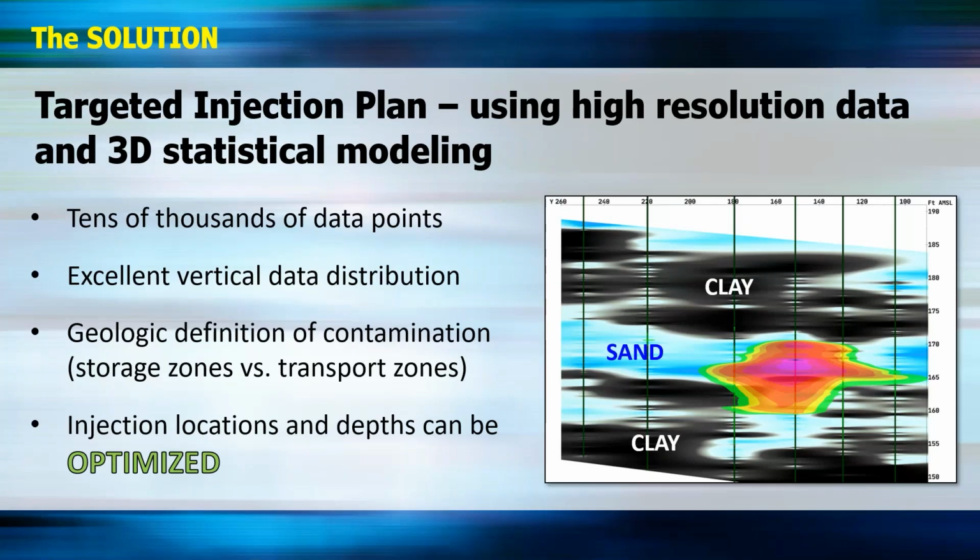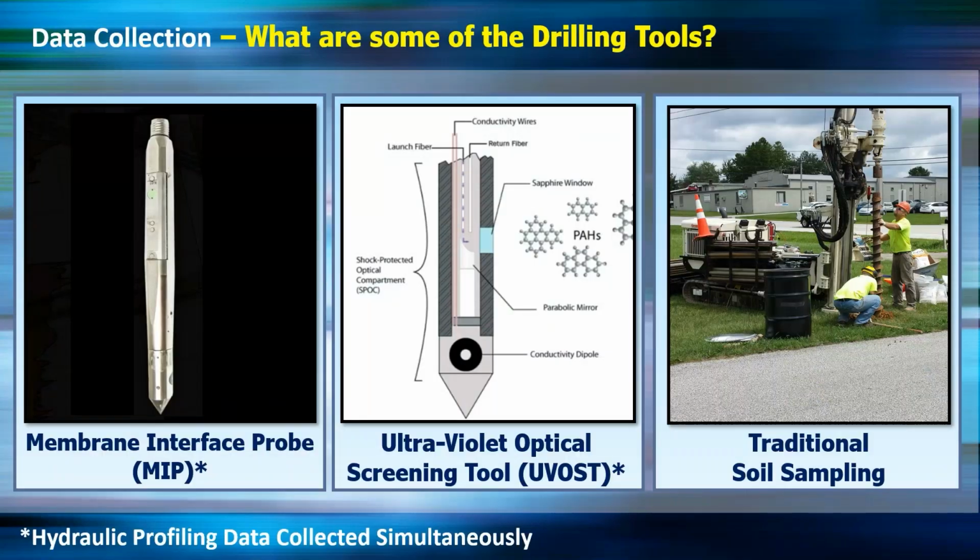depths can be optimized. So what are some of the drilling tools that we can use to collect this data to allow for the completion of these injection plans? One is the membrane interface probe, or MIP, which is for delineation and investigation of volatile contaminants like petroleum or chlorinated solvents, or the ultraviolet optical screening tool by Dakota, usually called UVOST, which is for investigating free-phase petroleum impacts. There's also a competing tool called the OIP, or Optical Image Profiler, by Geoprobe. They operate on similar principles, but they are slightly different.